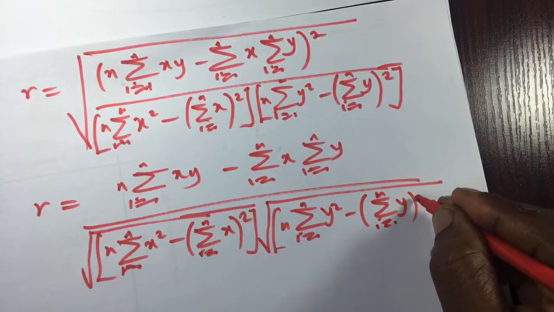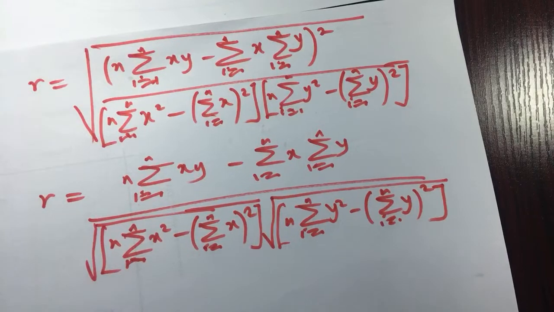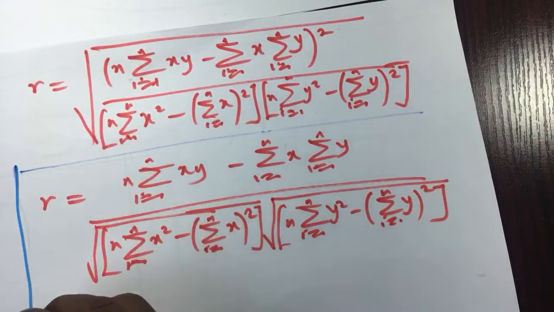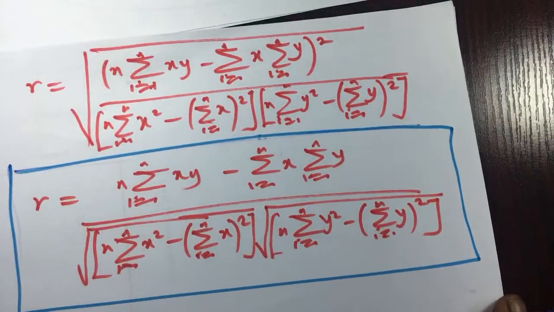So guys, this is what we have. So what do we call this formula? We call this formula the product moment correlation coefficient, and that is how it is derived.